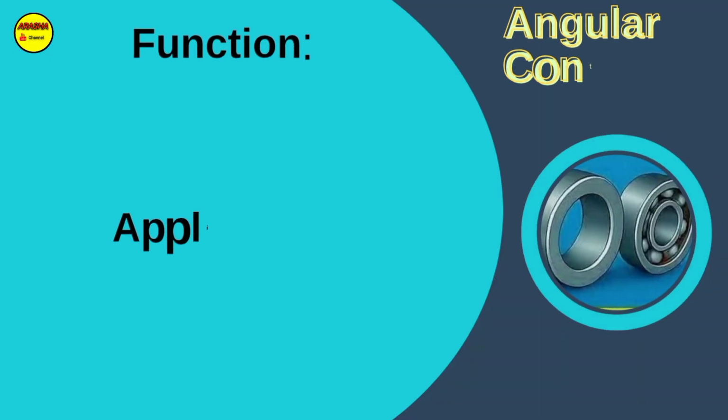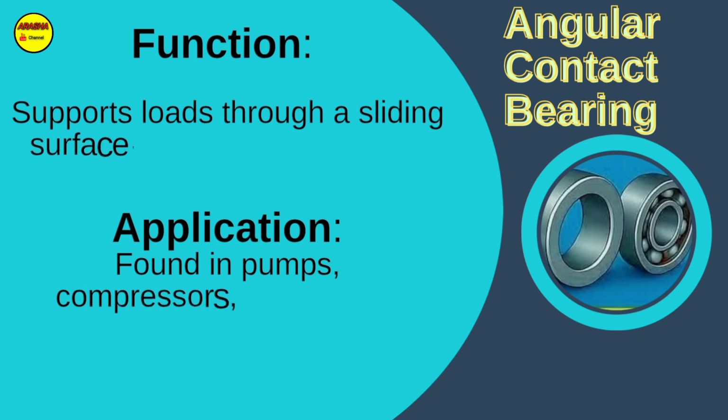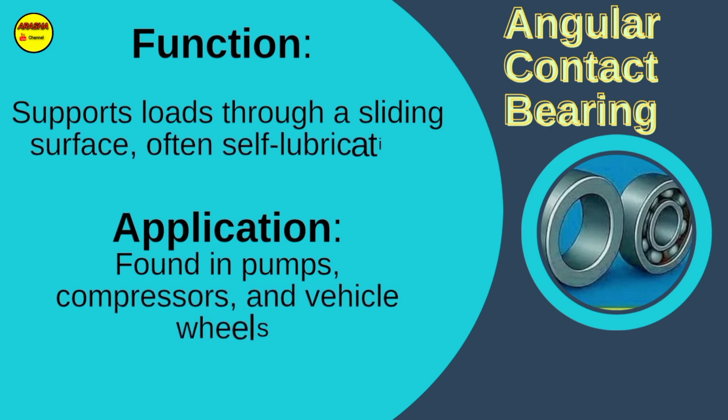Angular contact bearing. Function: handles combined radial and axial loads with contact angles for stability. Application: found in pumps, compressors, and vehicle wheels.